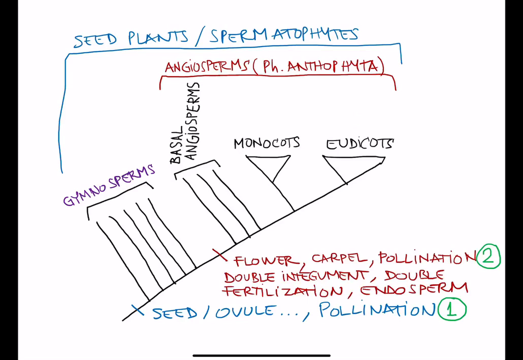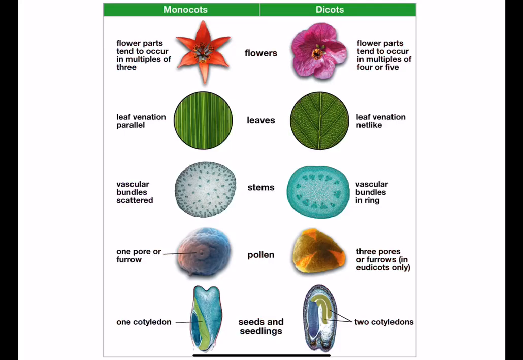So it's right here that you would have added the synapomorphies for all of the angiosperms, because this point right here implies that everyone above this point has that trait, and nobody below this point has that trait. Okay, so all of the angiosperms have the flower. They've got a carpel, pollination, double integument, double fertilization, endosperm. Oh yeah, okay.